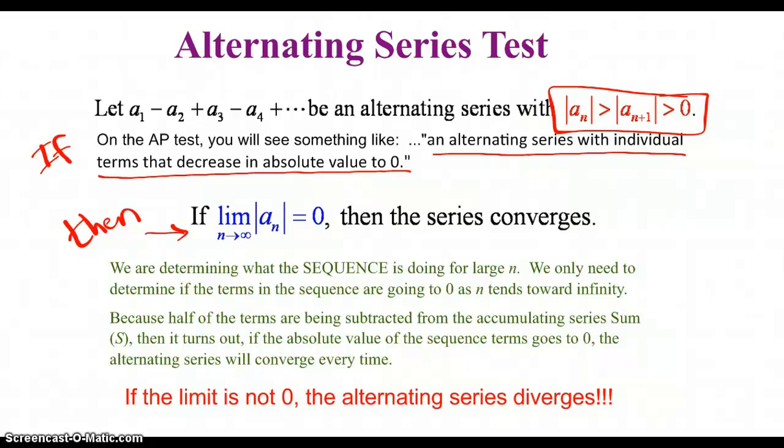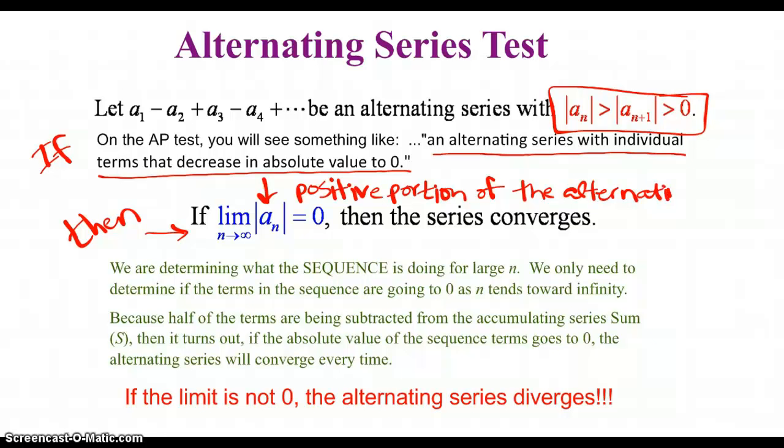Then all we have to do is take the positive portion of the alternating series and pop it into this limit. The one and only test if this is the case. We pop the positive portion of the alternating series into the limit as n approaches infinity. If we get 0 out of that limit, that series converges.